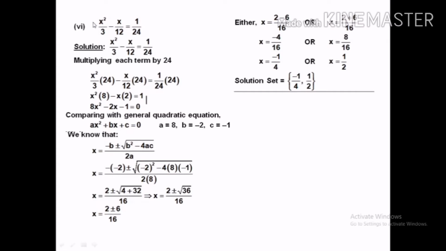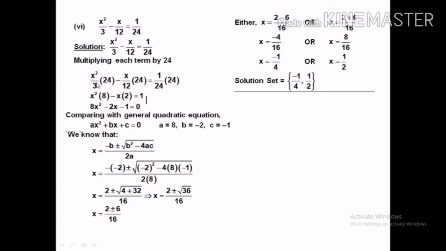So we have x square by 3 minus x by 12 is equal to 1 over 24. First of all, reduce this equation to the standard form of a quadratic equation. So multiply the whole equation by the LCM. The LCM of 3, 12 and 24 is 24. So multiply each term of this equation by 24.